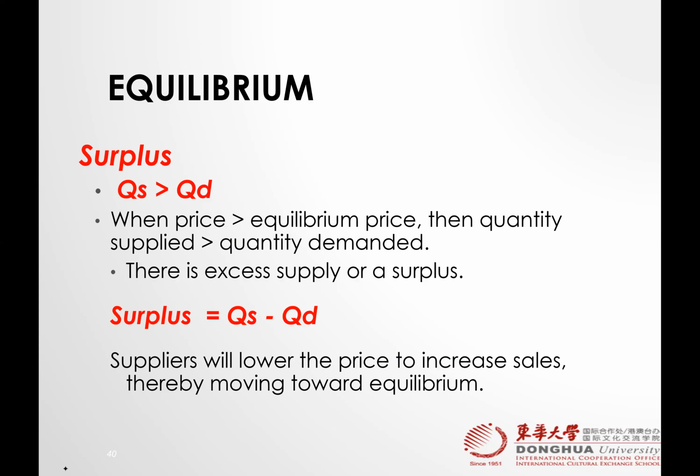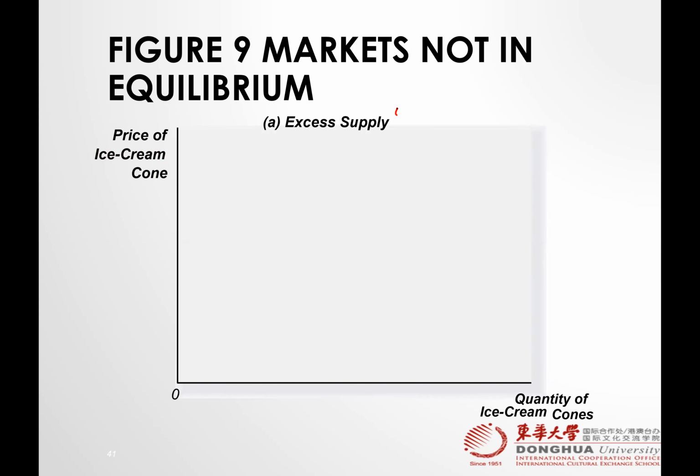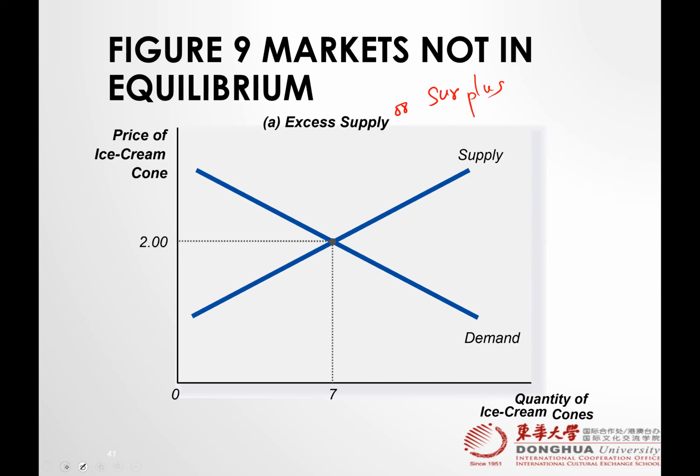We call these imbalances either surplus or shortage. Surplus means when quantity supplied is greater than quantity demanded, or when quantity demanded is less than quantity supplied. We also call this excess supply. The other name is excess supply or just surplus. So what will happen? Let's talk about it. Excess supply or surplus. How did it happen?